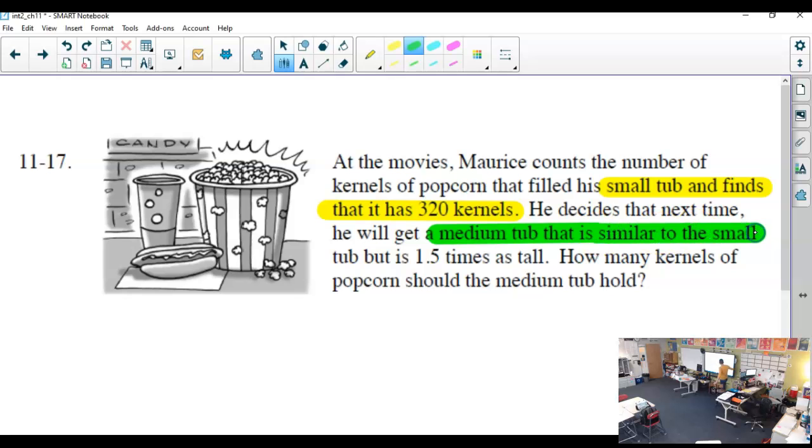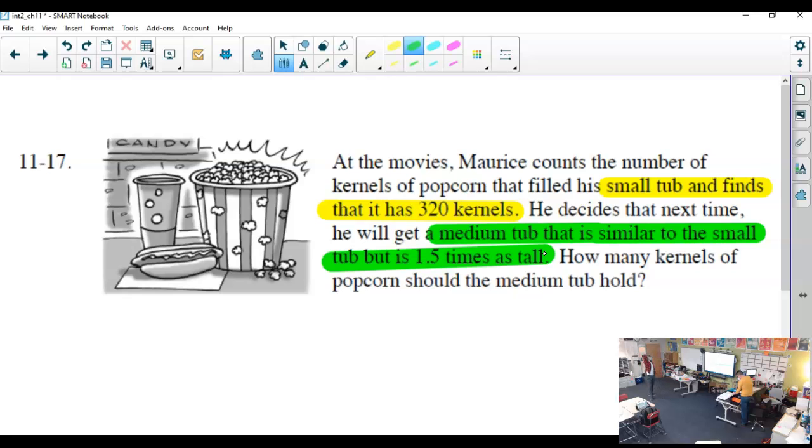He decides the next time he will get a medium tub that is similar to the small tub, but 1.5 times as tall. Now wait, is it 1.5 cubed? Well, it's also thicker. Similar to the small tub, but 1.5 times as tall. So is everything scaled by 1.5? If it's similar, then why wouldn't it be? That's the question you've got to ask yourself. 1.5 to the third is 3.375 times 320.